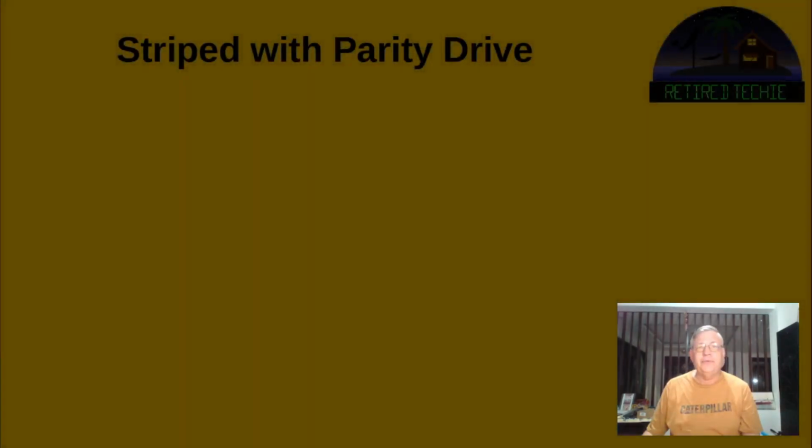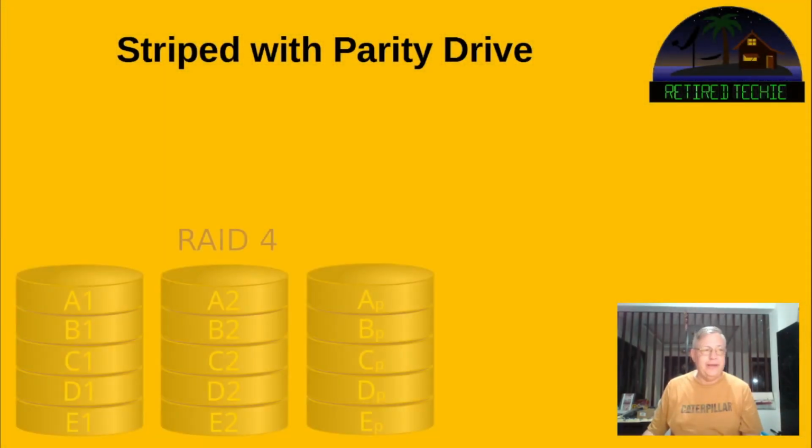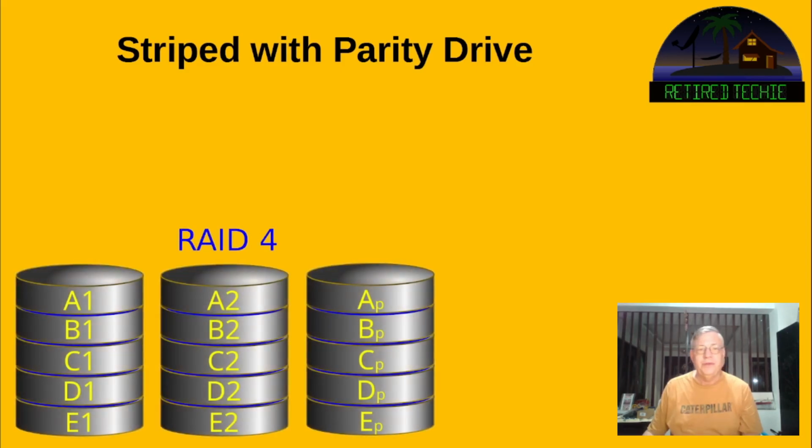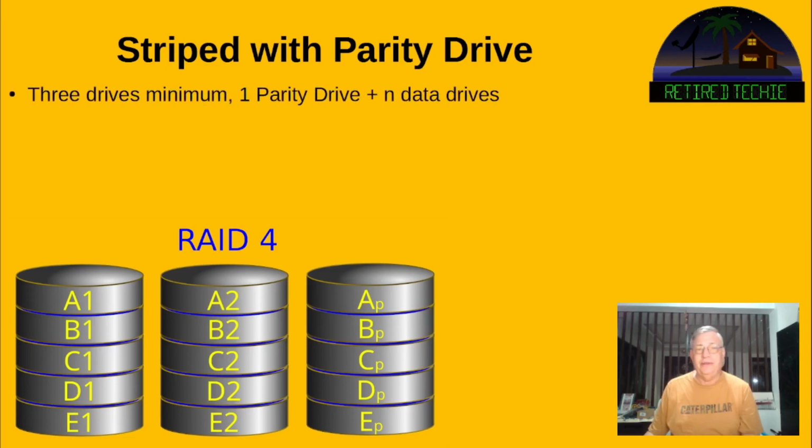All right, up next we have striped with a parity drive, RAID 4. You're probably not going to see this out there too much. I have never actually seen one other than when I made one. In RAID 4, we have a minimum of 3 drives, and one of them is a parity drive plus n data drives. So for example, if you have 3 drives, you have 1 parity drive and 2 data drives. If you have 4 drives, you have 1 parity drive and 3 data drives.